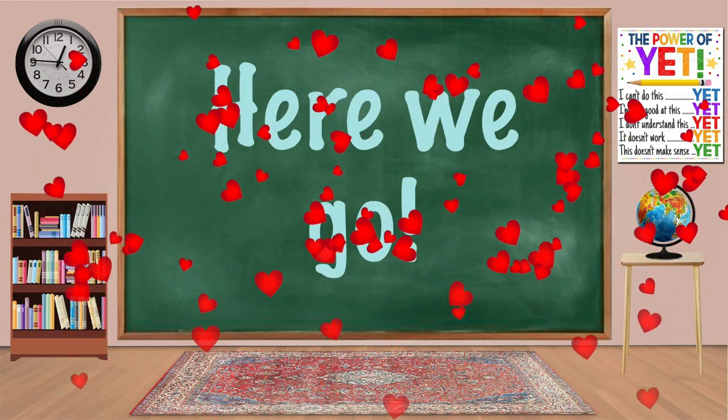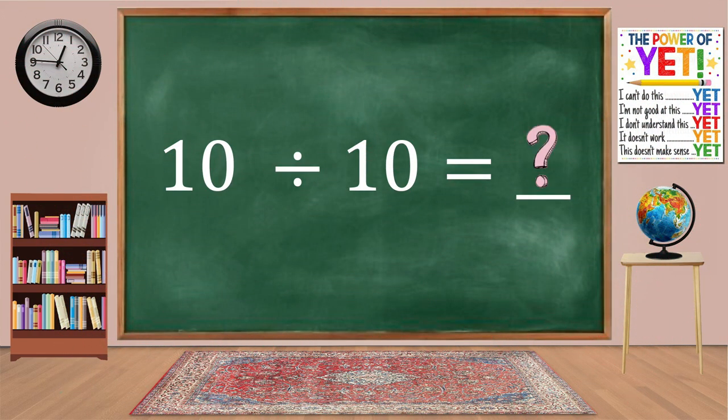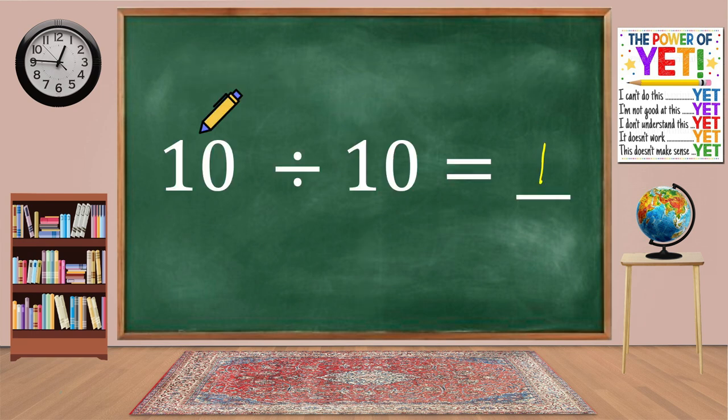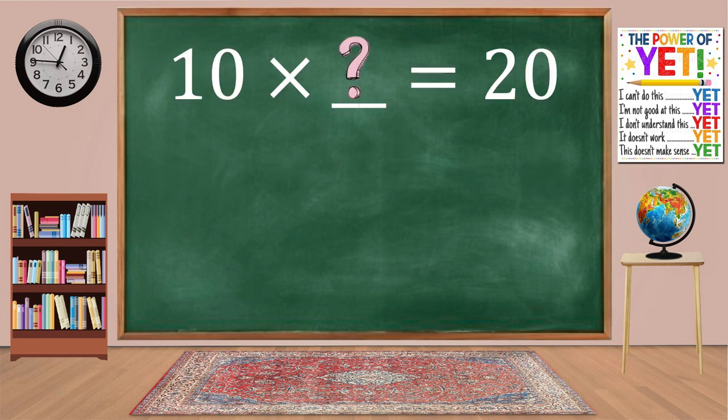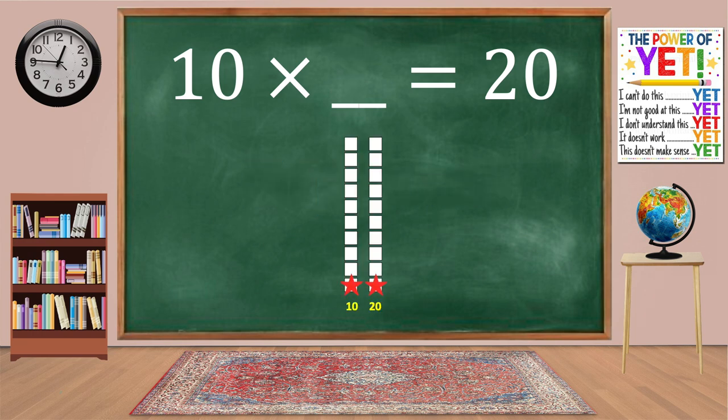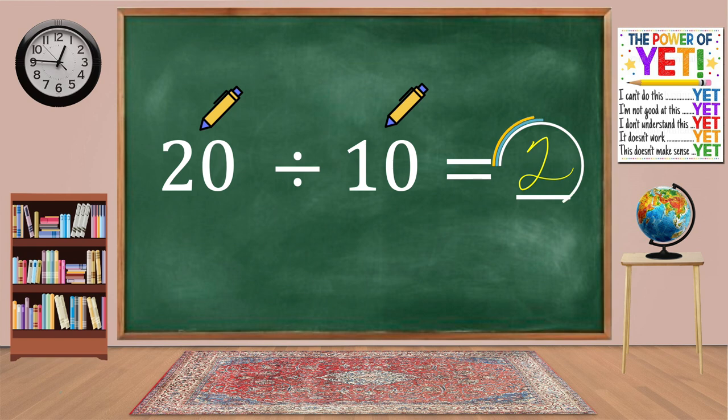Here we go. 10 divided by 10 equals blank. Our related fact is 10 times what equals 10? We can skip count. 10. We have one column. 10 times 1 equals 10. 10 divided by 10 equals 1. 20 divided by 10 equals blank. Our related fact is 10 times what equals 20? Skip count. 10, 20. We have two columns. 10 times 2 equals 20. 20 divided by 10 equals 2.